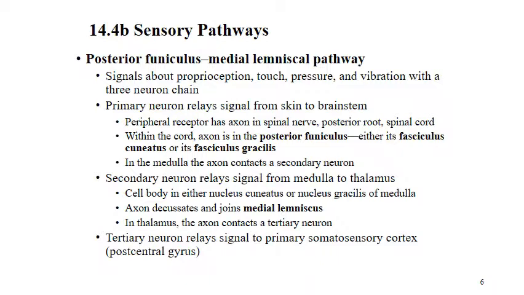In the medulla, the axon contacts a secondary neuron, so it's pretty long. Once it gets to the secondary neuron, it's going to relay that signal from the medulla to the thalamus. The cell body in either nucleus cuneatus or nucleus gracilis of the medulla is where we're going to find that. And the axon is then going to decussate, so it's going to cross over and join the medial lemniscus, and then continue on with its axon into the thalamus and contact a tertiary neuron. Then that tertiary neuron is going to send that signal to the primary somatosensory cortex, or the postcentral gyrus.